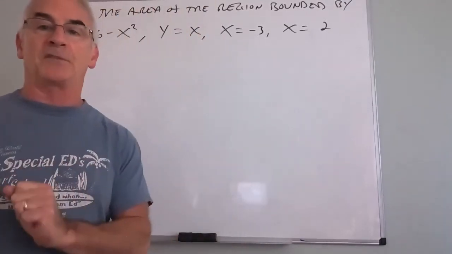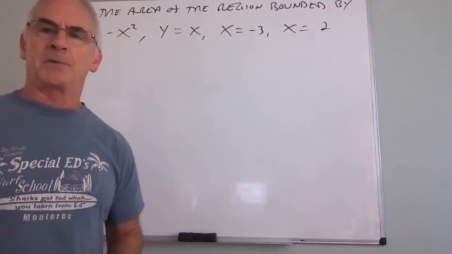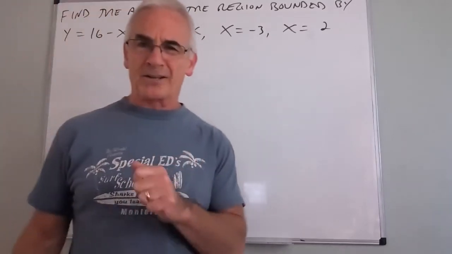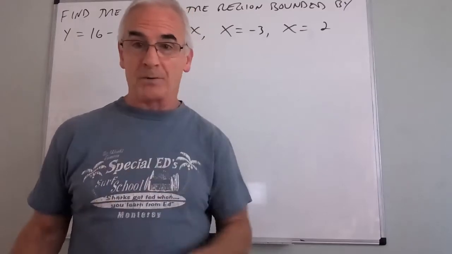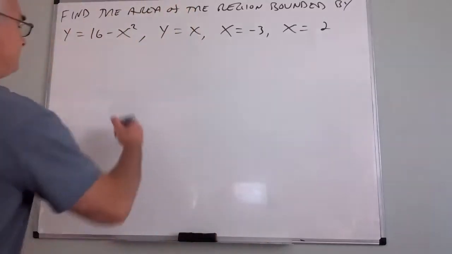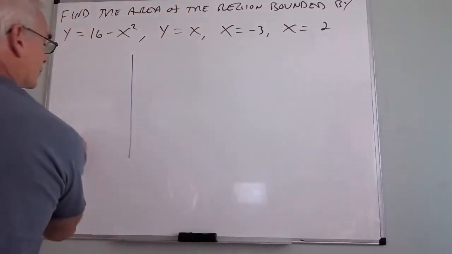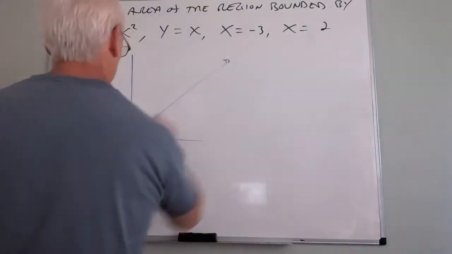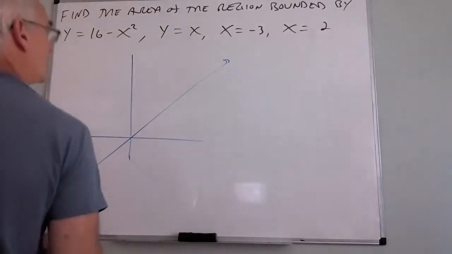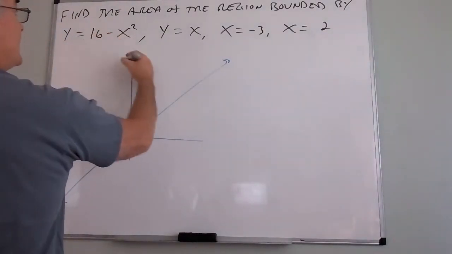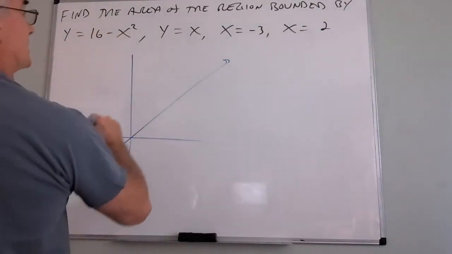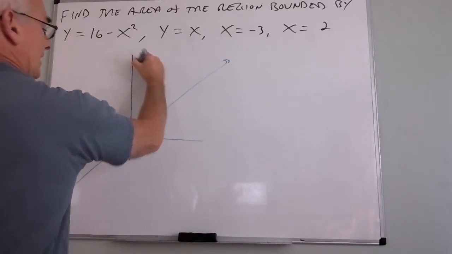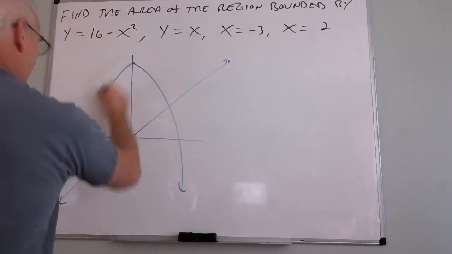Now, does your picture have to be perfect? No, it just has to be representative. I have to have the correct curve on top and the correct curve on bottom, things like that. So I want to draw a fairly reasonable picture. So I've got y equals x. I've got this guy here. And it's going to look something like that.